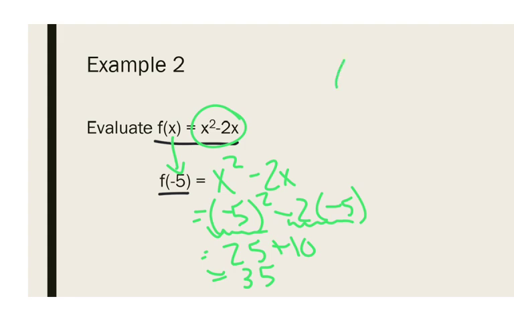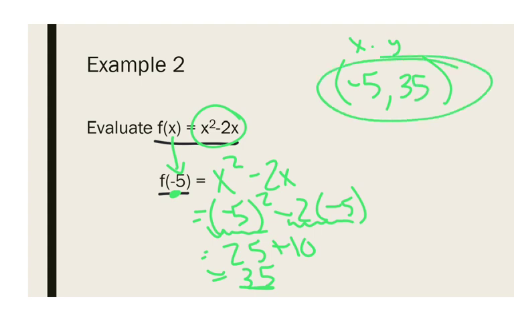You write your answer as an ordered pair. It's x and then y. So x is what you filled in, which is negative 5. Y is whatever your final answer is, which is 35. This is your solution.